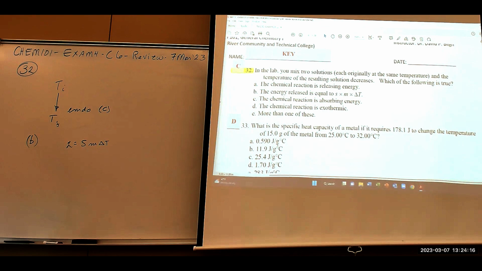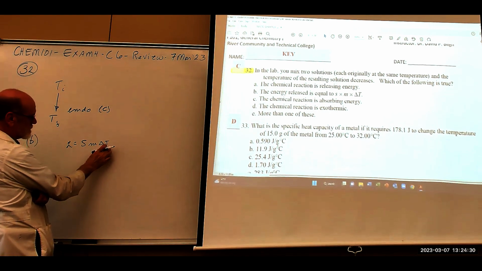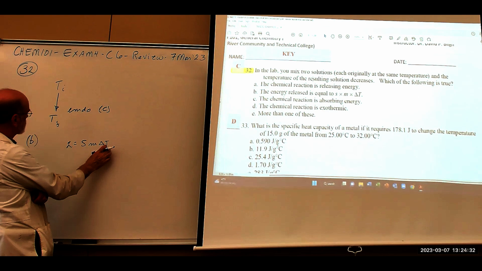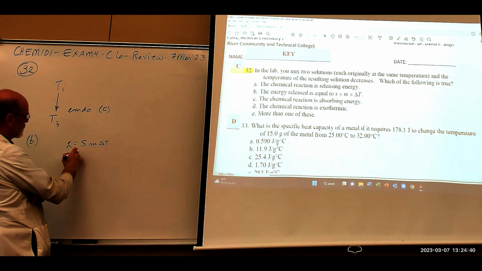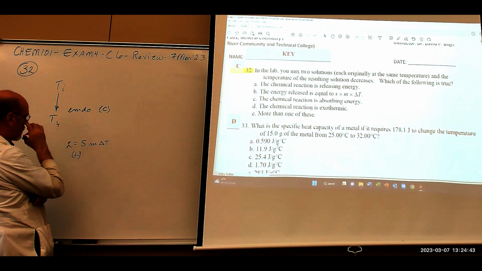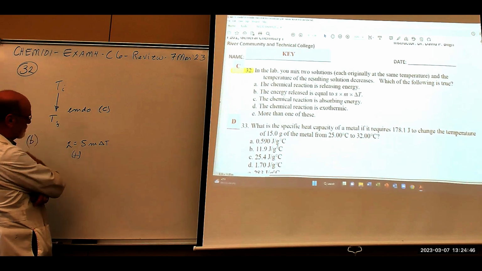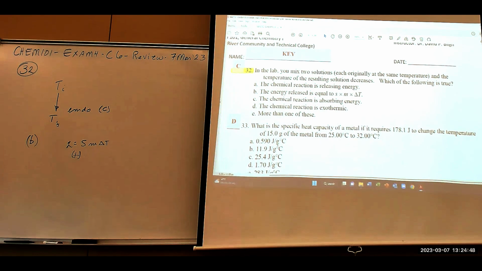The energy released is equal to S times M times delta T. You mix two solutions and the temperature decreases. So if the temperature decreases, final is lower than initial. So that should be a positive value here. You know, that could be. B could be a valid answer to more than one of these.